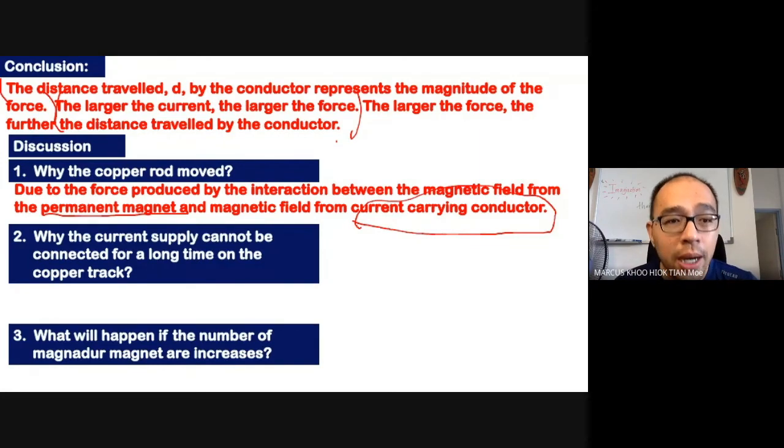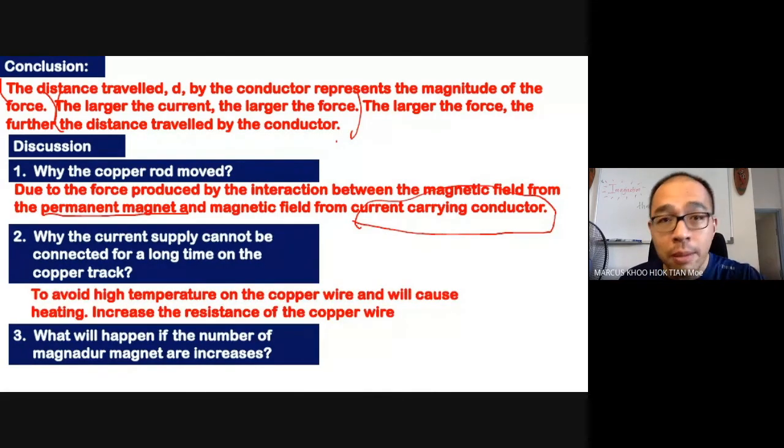Anyway, why can the current supply not be connected for a long time on the copper track? Why is it that we turn on and then we turn off? This is because we want to avoid high temperature. Because remember, current is still flowing. When current is flowing, your wire will get hotter. When your wire gets hotter, you will increase the resistance of the copper wire, and that will create a not so good effect. So we want to avoid the high temperature. That's why we turn on and then after that we turn off, and then we adjust the rheostat. That's how it works.